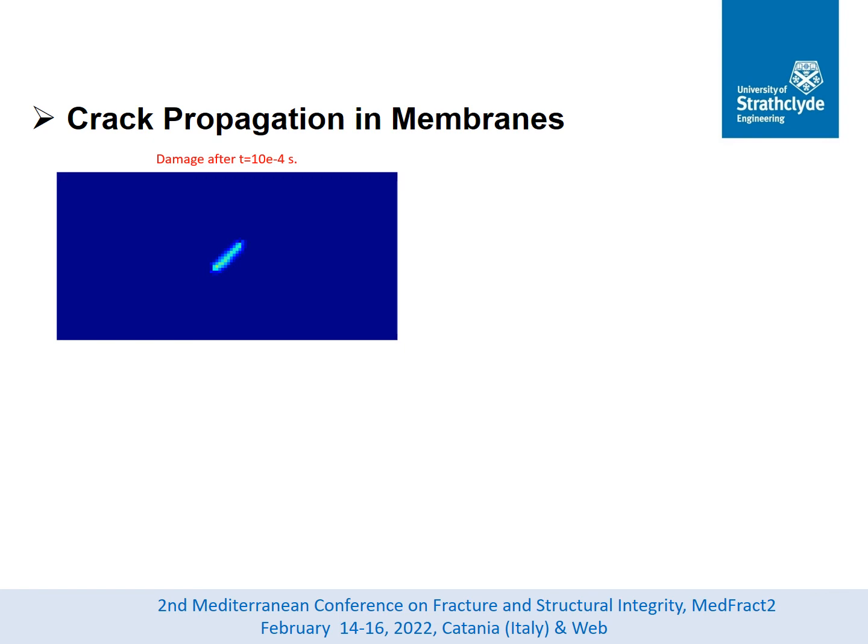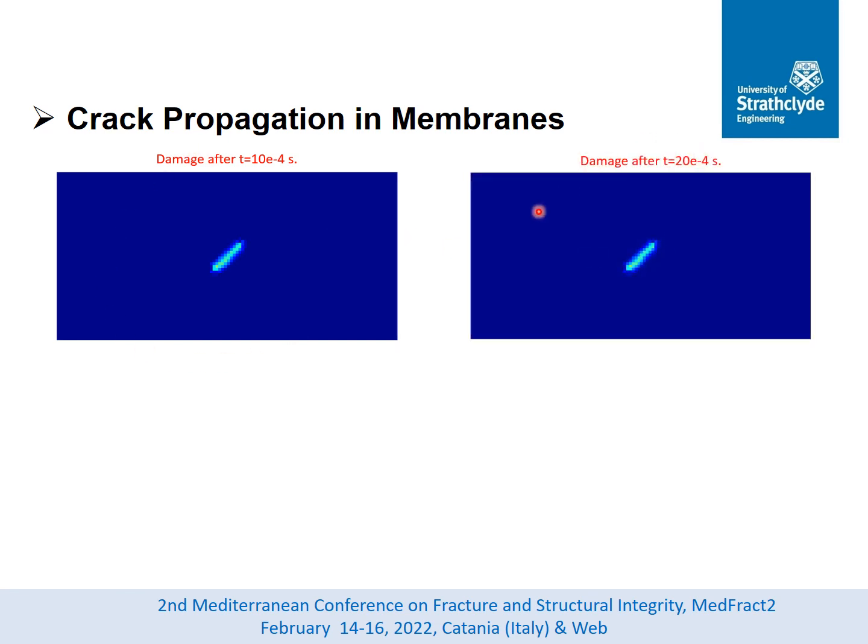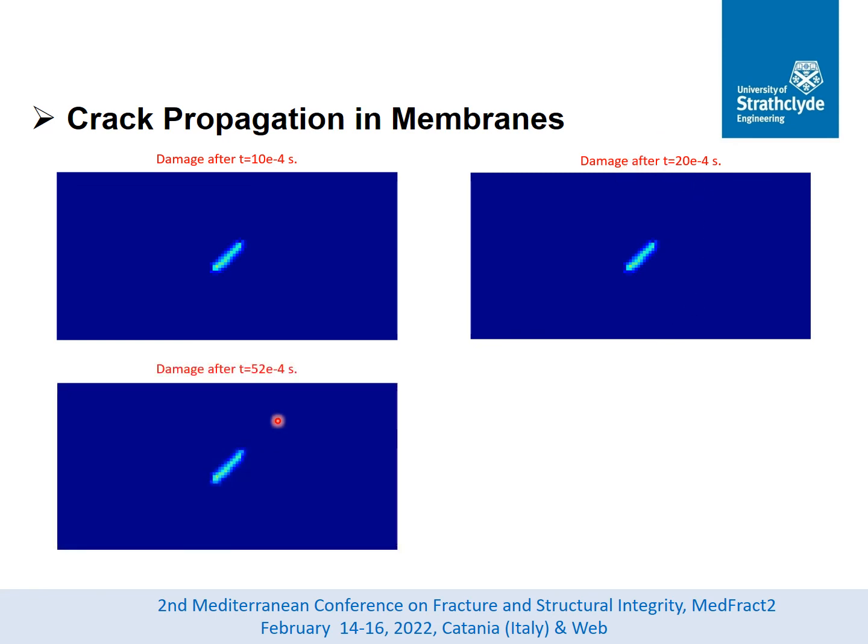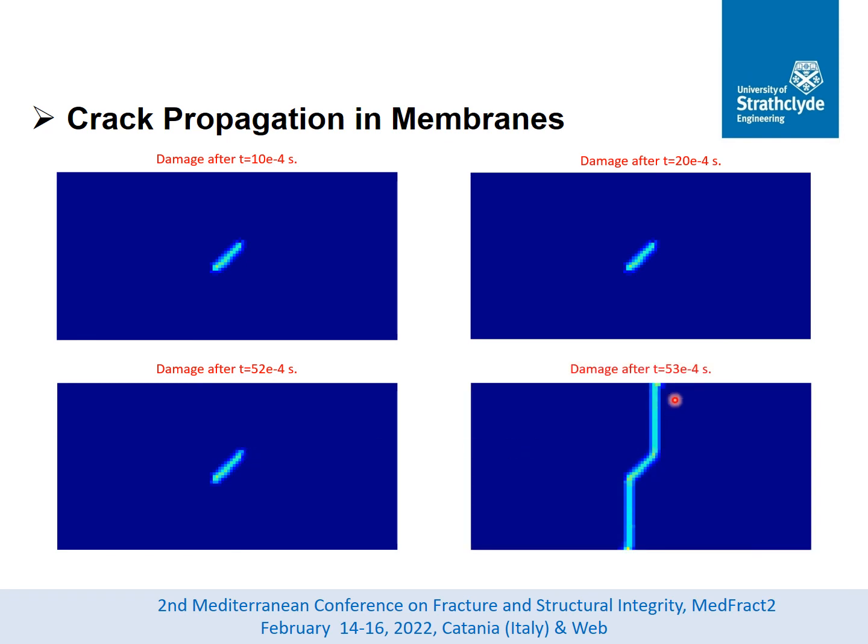When we perform transient crack propagation analysis, we can observe the crack propagation. These are snapshots at the times of 1 millisecond, 2 milliseconds, and 5.2 milliseconds. At this point, if you notice the tips of the cracks, there are signs of crack propagation, so we can expect the crack to propagate soon. And when the time hits 5.3 milliseconds, we can observe the full failure of the membrane.